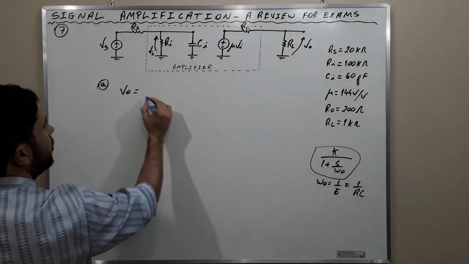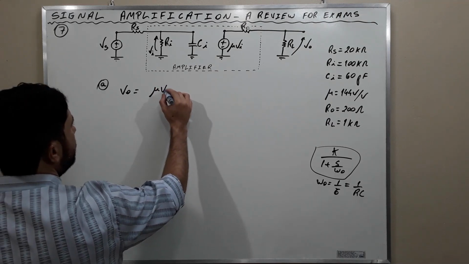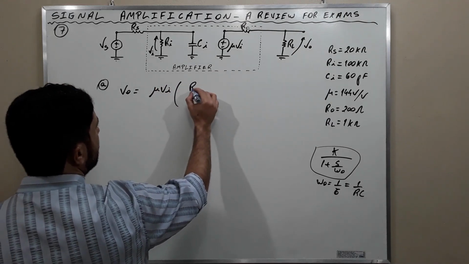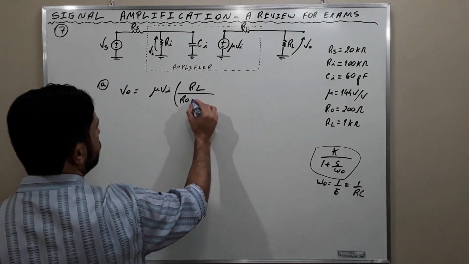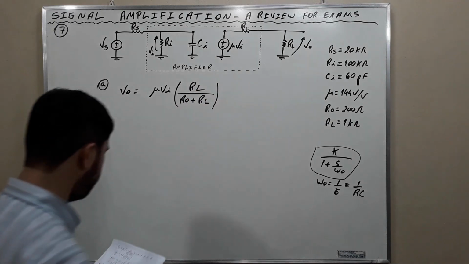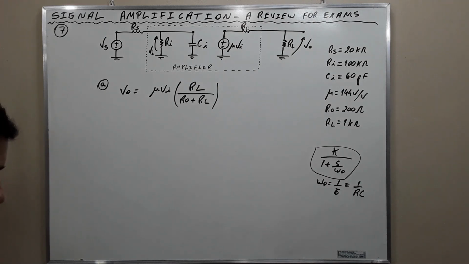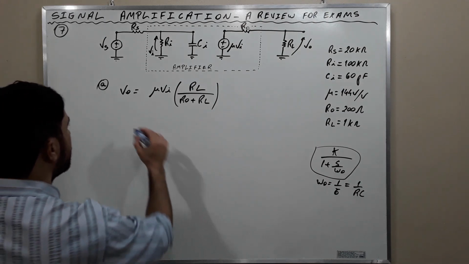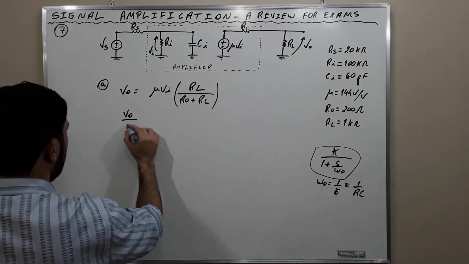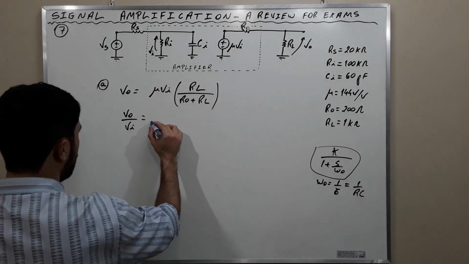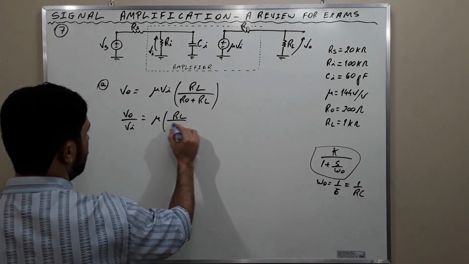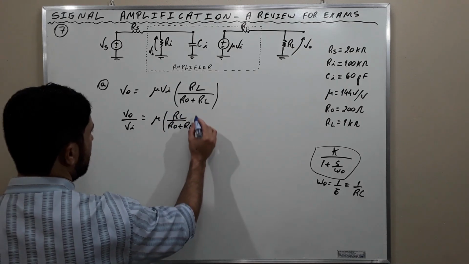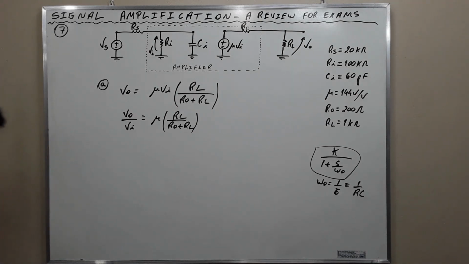VO is equal to mu VI RL over RO plus RL, okay? Which leads to VO over VI equal to mu RL over RO plus RL. Now to compute the overall or global voltage gain, we combine the results obtained until here, okay?